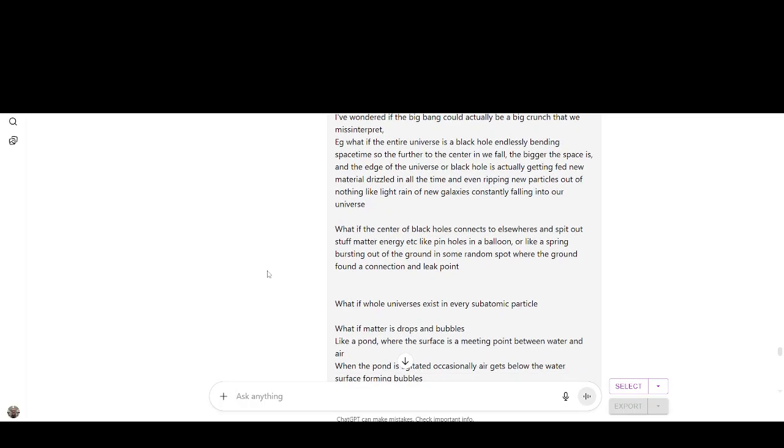Okay. What if the center of black holes connects to elsewhere and spits out stuff, matter, energy, etc., like pinholes in a balloon, or like a spring bursting out of the ground in some random spot where the ground found a connection and leak point? So black holes squeeze stuff in, and it seems like stuff just keeps going in and going in and never comes out. Just maybe it does come out somewhere.